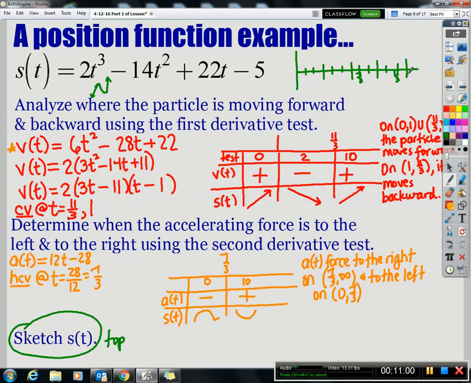Now, I know, and again, I'm not going to get real into y coordinates, but I know from my red sign chart that I have a max at 1. So I might put that up here. And I have a min at 11/3.